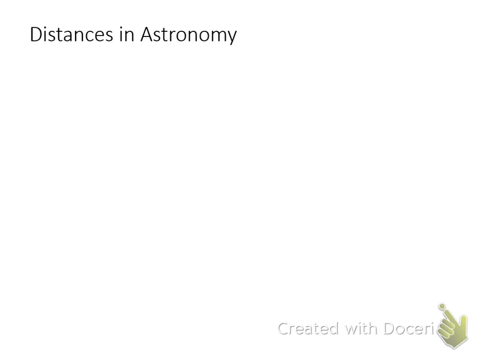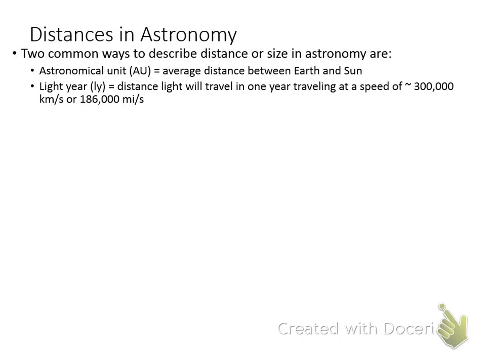So in astronomy, we can't really use meters or kilometers or miles because the distances between objects are ridiculous, exactly. So here are 2 ways of saying how far something is in astronomy to get under your belt. One is closer than the other. A unit of length related to our solar system is an astronomical unit, an AU, and that's the average distance between the Earth and the Sun.